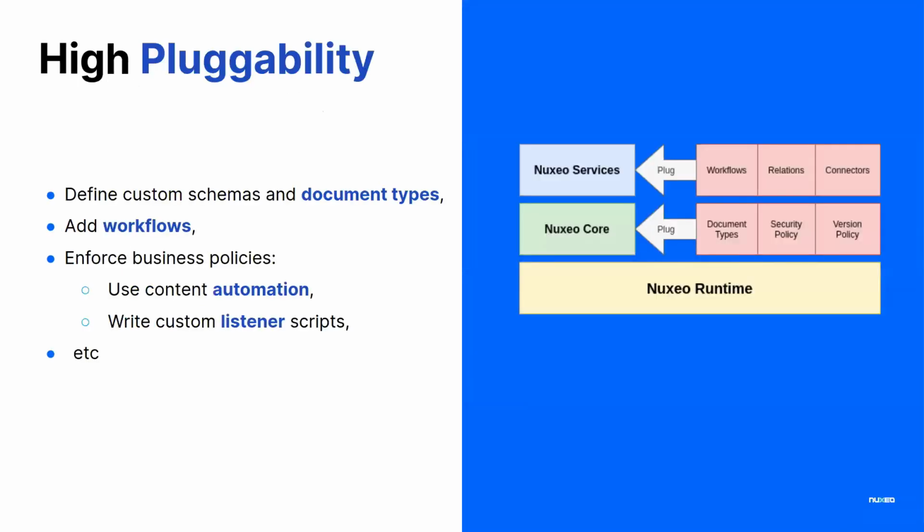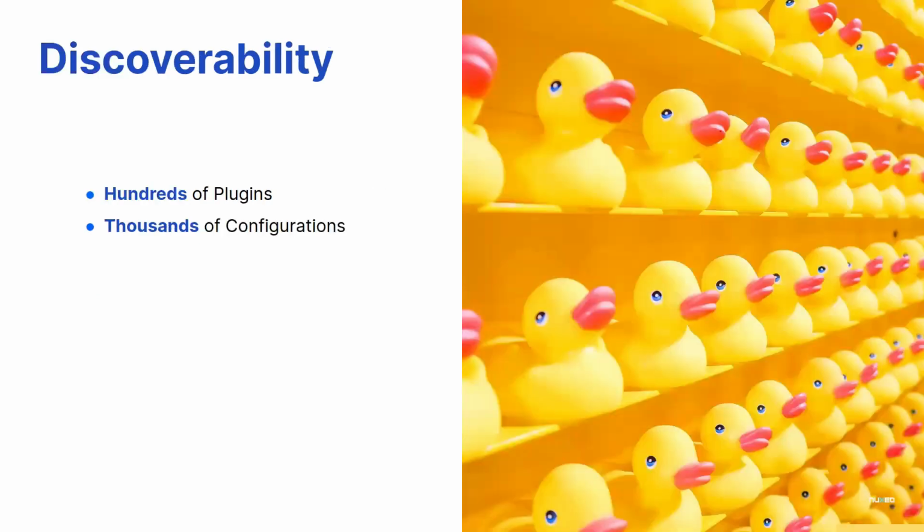This strategy resulted in a very high pluggability for a Nuxeo application. It is very easy to define custom document types, corresponding security policies, versioning policies, and more. As we move up the feature layer, we still have pluggability for custom workflows, custom listeners, and such. Everything is built to be pluggable. This high pluggability comes with a lot of benefits.